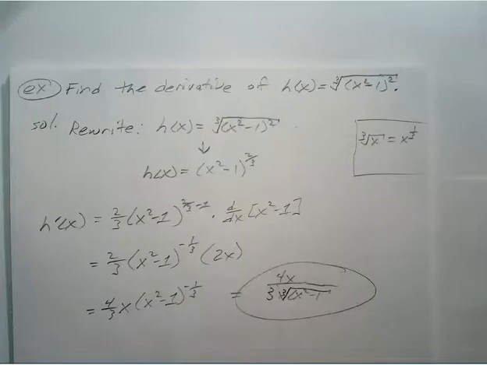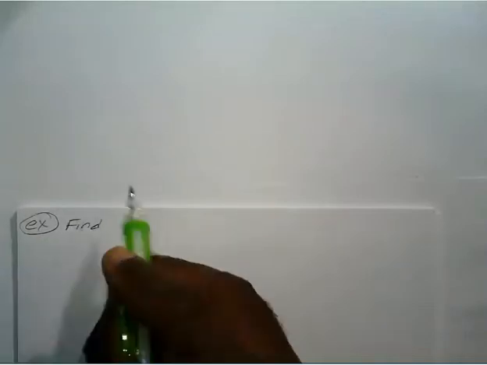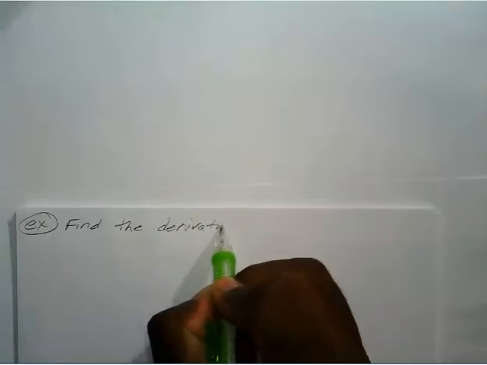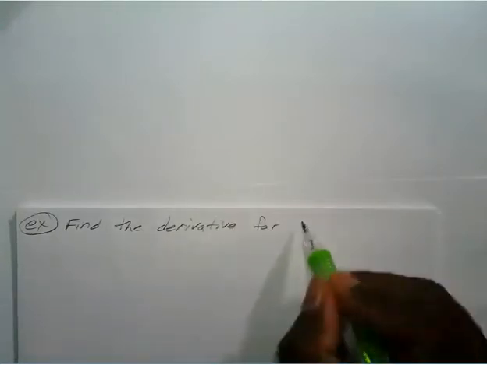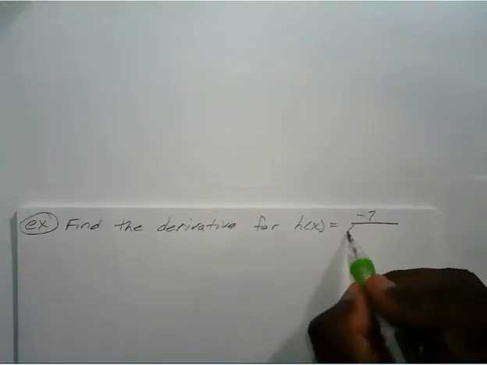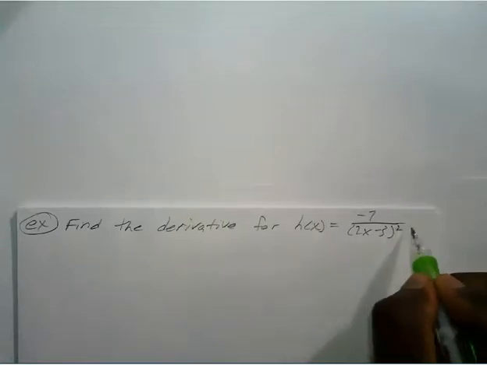Alright, so if you are still writing, feel free to press pause. I'm going to go ahead and look at another example that, once again, is a little bit different. Okay, so what if we wanted to find the derivative for h of x equals negative 7 over 2x minus 3, squared.